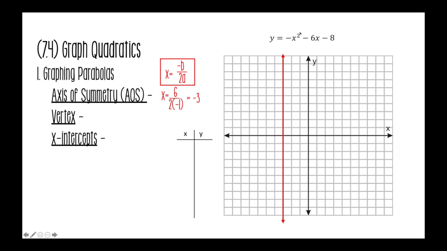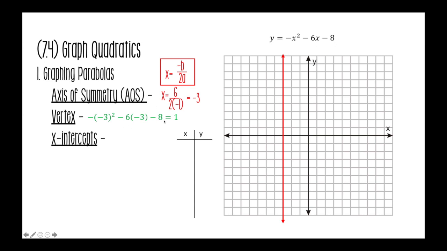So I can take -3 and plug it in for both of these x's and get my y value. Be careful here with these negatives. I've got a negative in front of this x. That's going to stay on the outside, but then -3 needs to go on the inside of the parentheses. We're squaring that. Then -6 times -3 minus 8.